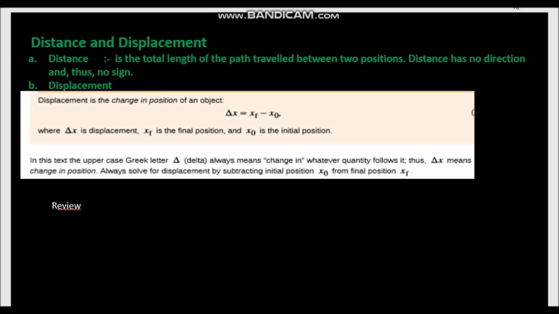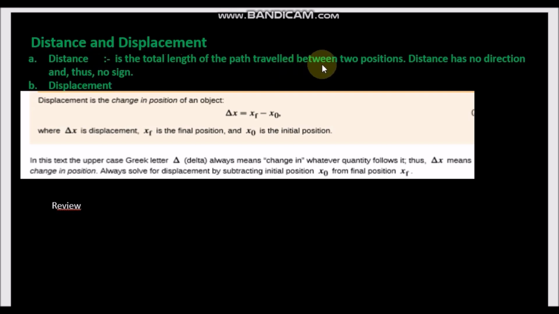Okay, good. So today we will see distance and displacement. Yesterday we already started motion, and today let's see what is the meaning of distance and what is the meaning of displacement in physics. Here, distance is the total length of the path traveled between 2 points.